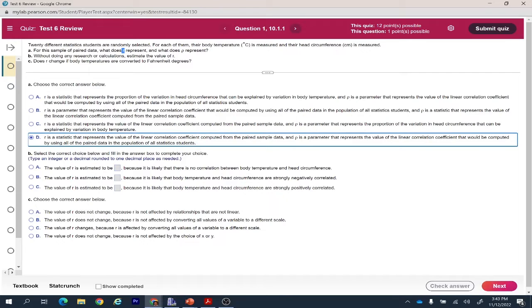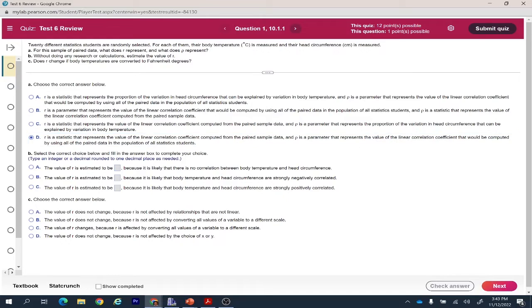Without doing any research or calculation, estimate the value of r. Select the correct choice below and fill in the answer box to complete your choice. The value of r is estimated to be, so where is that? 20 different statistics students are randomly selected. For each of them, their body temperature is measured and their head circumference is measured. So look at here, r represents the correlation coefficient between the body temperature and head circumference.